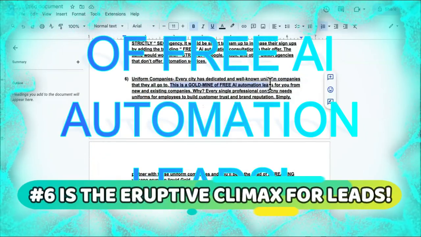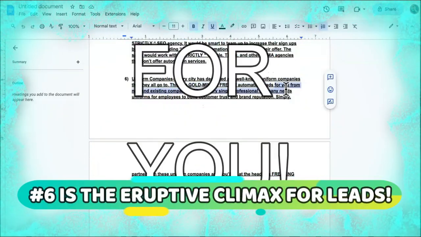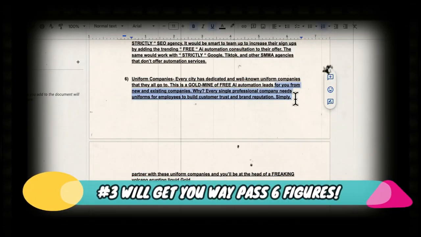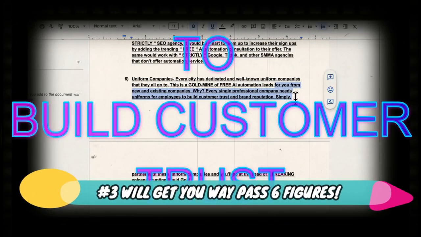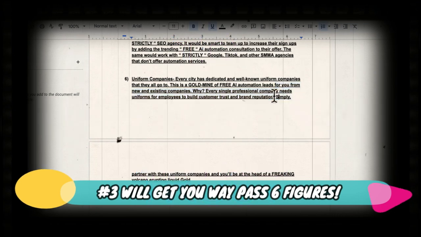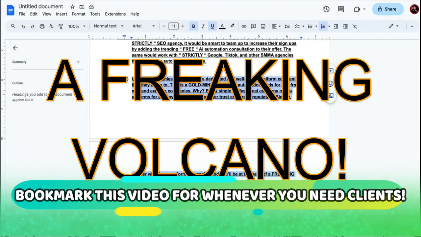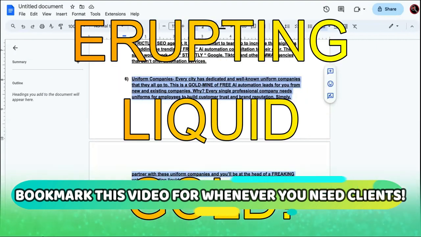A goldmine of free AI automation leads for you from new and existing companies. Why? Because every single professional company needs uniforms for employees to build customer trust and brand reputation. Simply partner with these companies and you'll be at the head of a volcano erupting liquid gold.